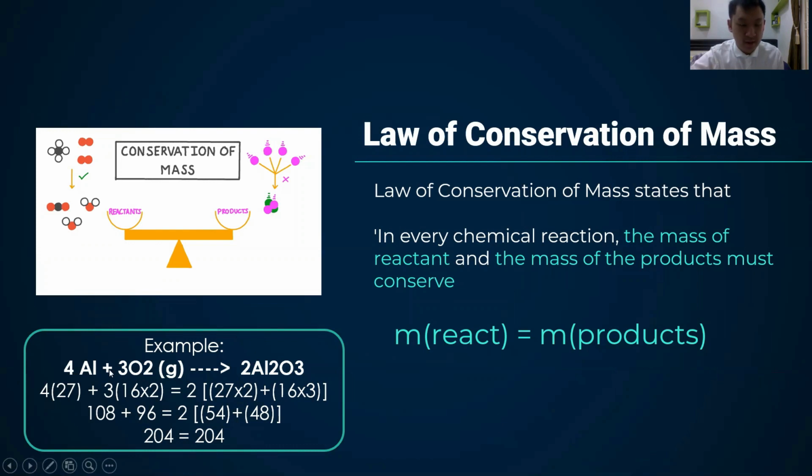As you can see in the example, using the previous equation, 4 aluminium plus 3 oxygen gas yields 2 aluminium oxide. Now we just need to multiply the coefficient by the respective molar mass. 4 times 27 plus 3 times 16 times 2 is equal to 2 times 27 times 2 plus 16 times 3. And finally, as you can see, the molar mass of the left side and the right side of the equation is the same.